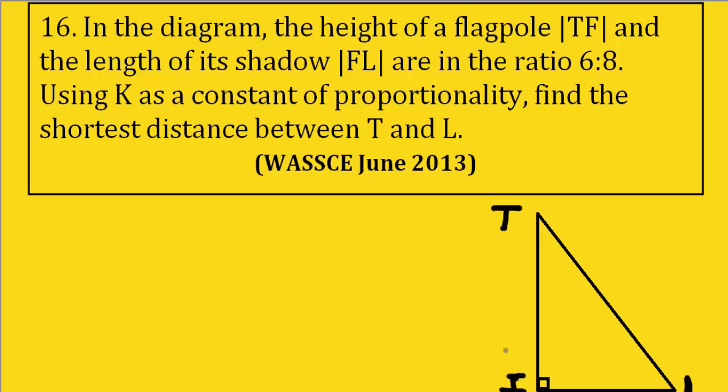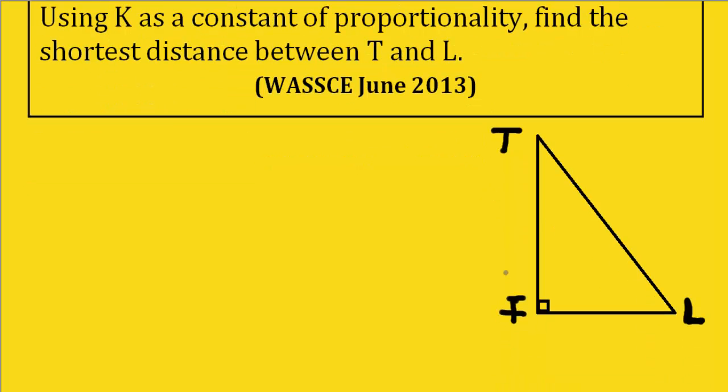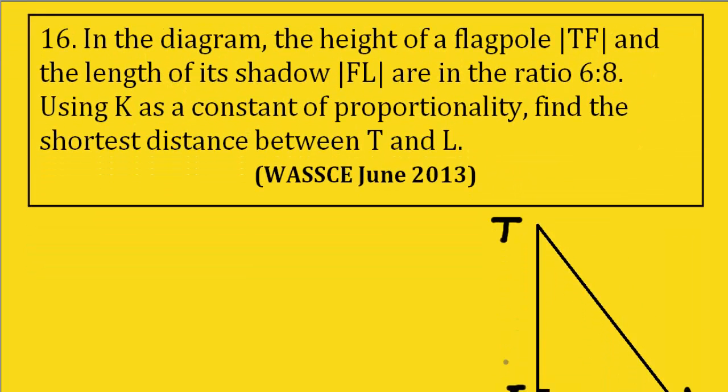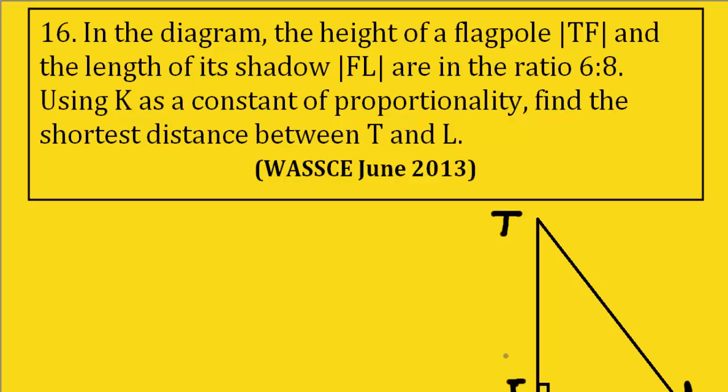Here I have question 16 of the June 2013 Maths WAEC exam. The question says, in the diagram, the height of a flagpole, so you can see the triangular diagram below. This is the diagram that was given. The height of a flagpole TF and the length of its shadow FL are in a ratio of 6 to 8. Using k as a constant of proportionality, find the shortest distance between T and L.